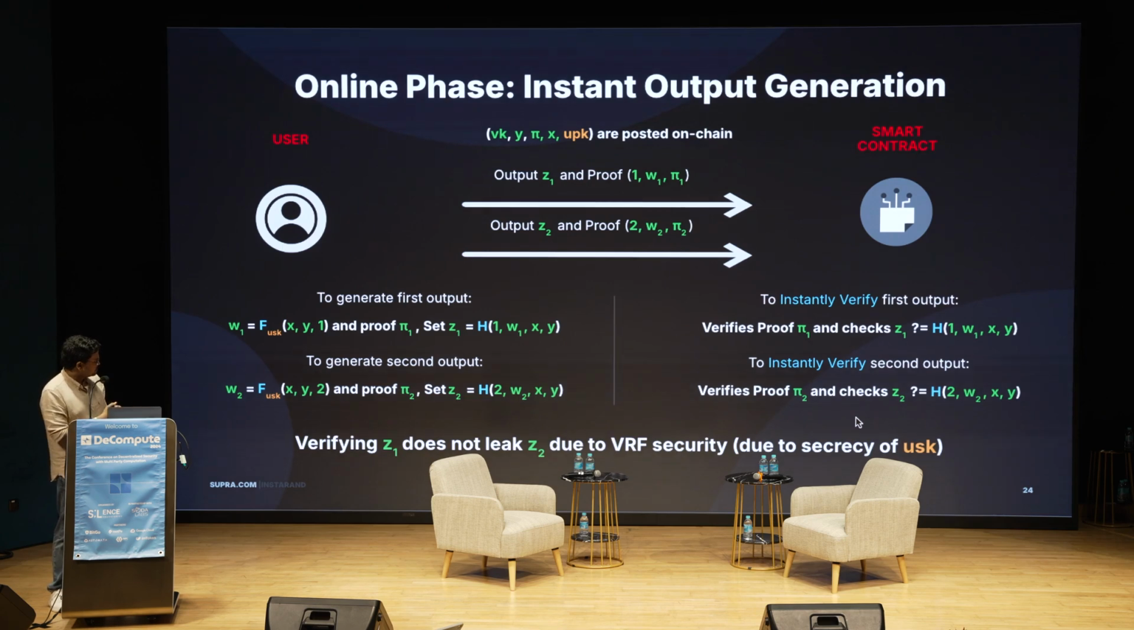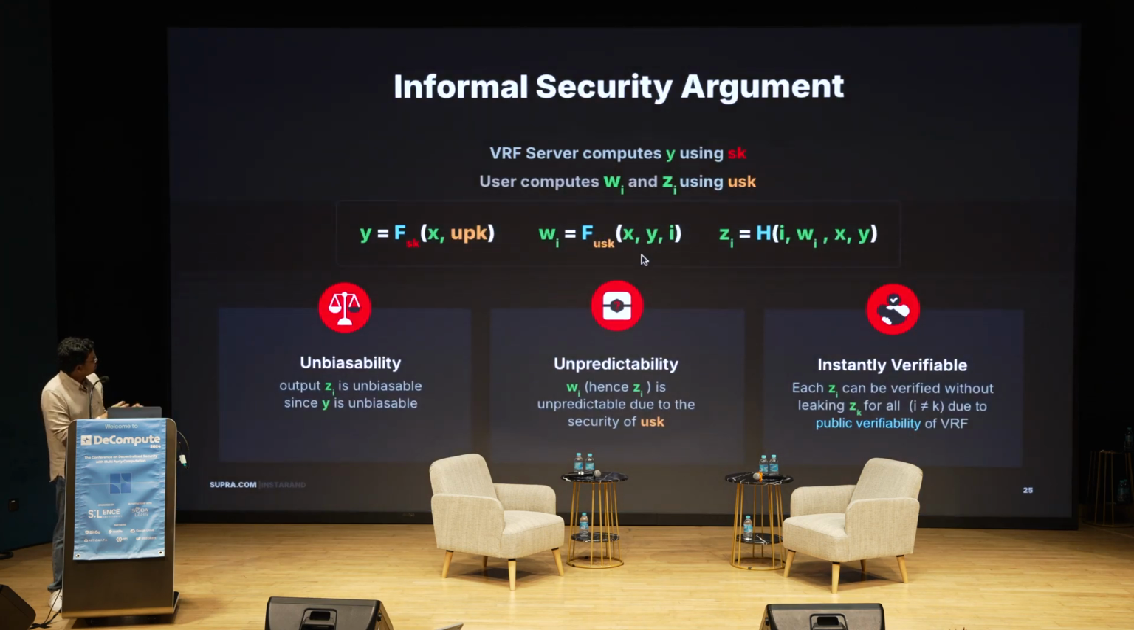Note that here verifying Z1 does not leak Z2. This is due to the VRF security of the client side, because of the secrecy of USK. So this is what we are bringing something new to the table. Each of these Z values can be independently used and verified without querying the VRF service. This was not previously possible, and that's what we are bringing to the table. And now this is an informal security argument.